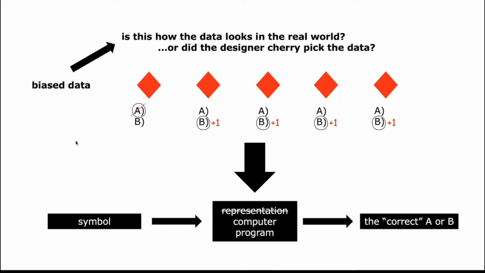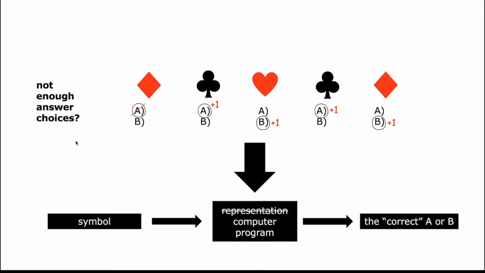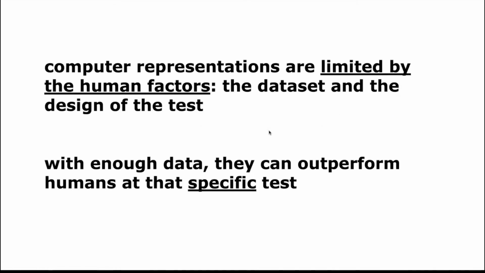So this is when you see in the news and out there in the public things about bias in AI, it all comes down to this, basically. It's the design of the test and the data used to create this test. Here's another example. What if this was supposed to be a C, but we only have two answers? So again, the design of the test and the availability of the data. So just again to highlight, computer representations are limited by the human factors, but with enough data, they can outperform humans.